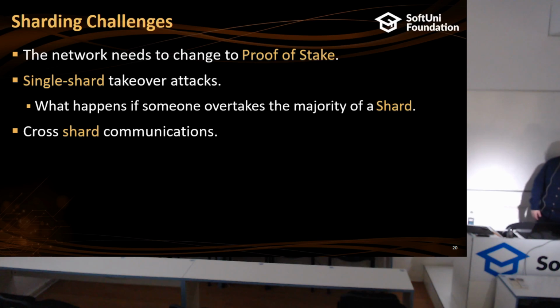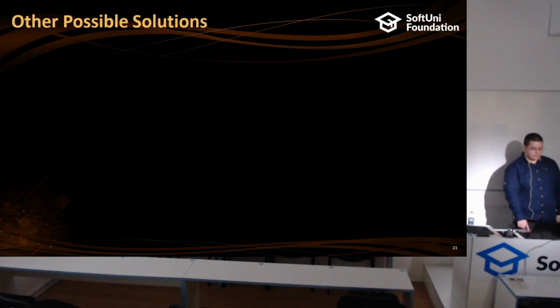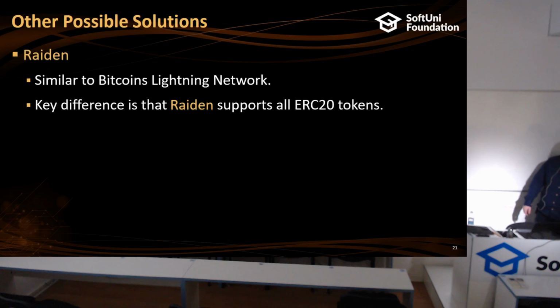So the other challenge again is the cross-shard communication. It is currently being worked on, and again, sharding is probably far away from being live, but it is a very promising solution. So there are many other possible solutions, but we won't have the time to cover each one of them. So one of these possible solutions is Raiden. Raiden is similar to Bitcoin Lightning Network. It is again an Ethereum solution, and the key difference is that Raiden actually supports every single ERC20 token, so you can create payment channels with tokens, not only with the main currency that is Ether.